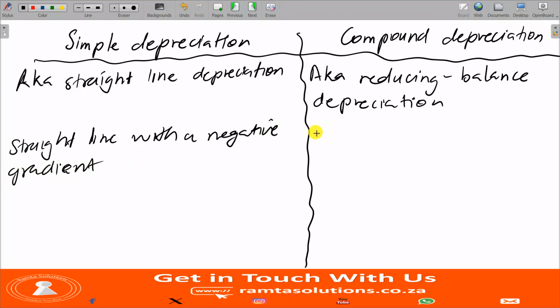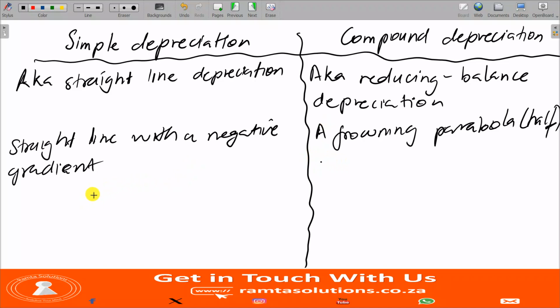Now, what is this one? Perhaps let's call it a frowning parabola, one half of a frowning parabola. I think it's better to put it that way.